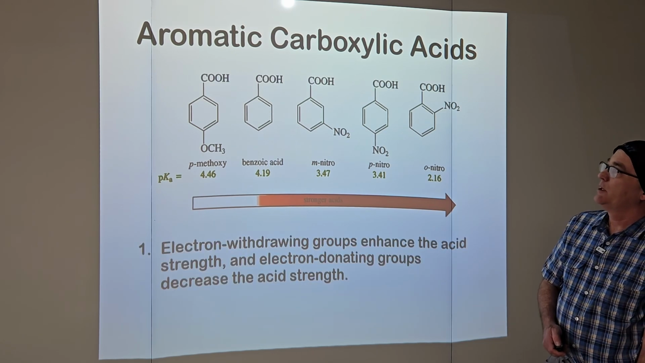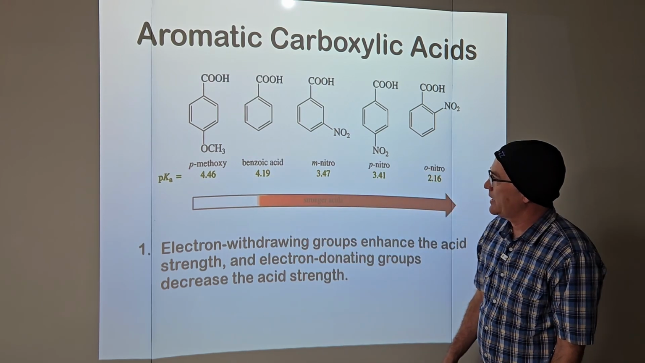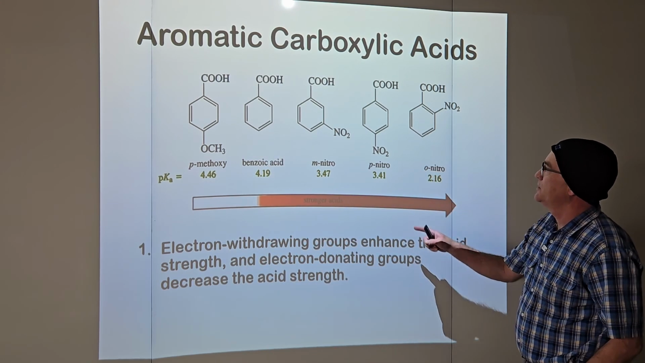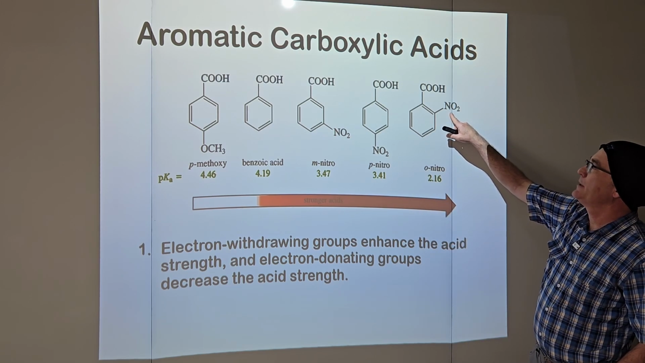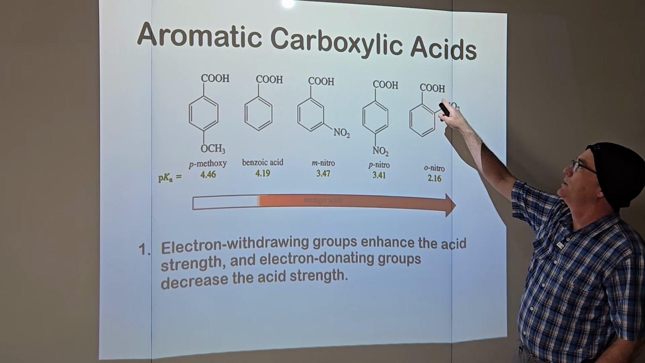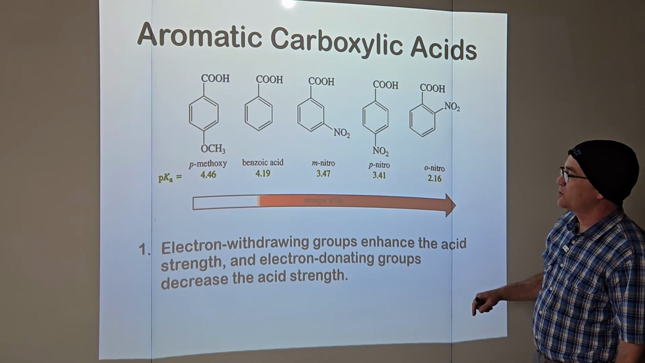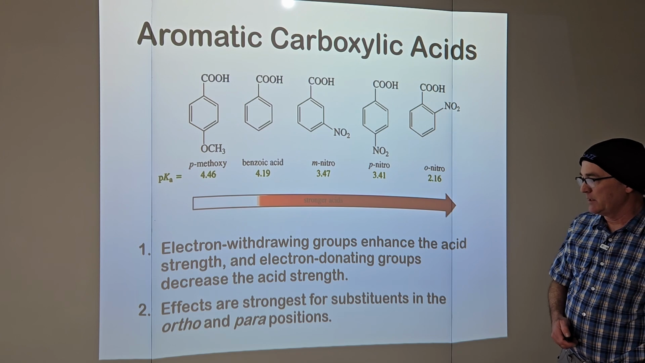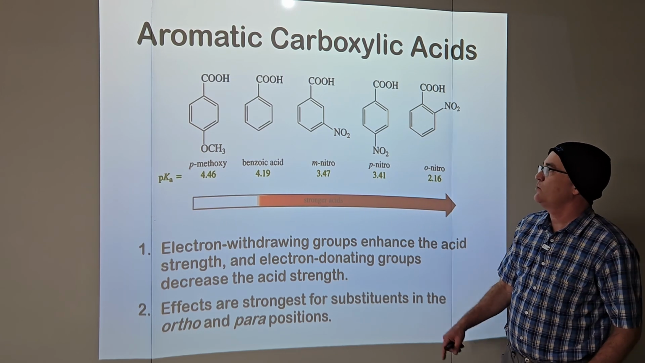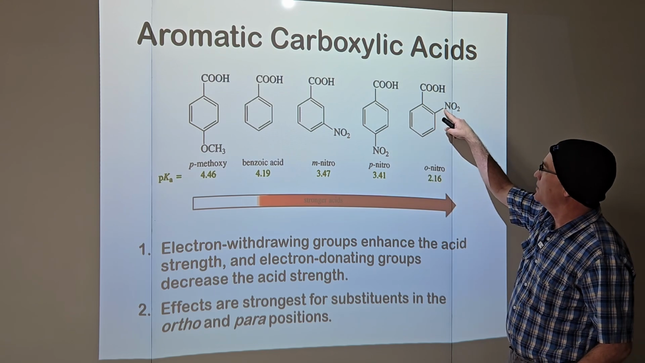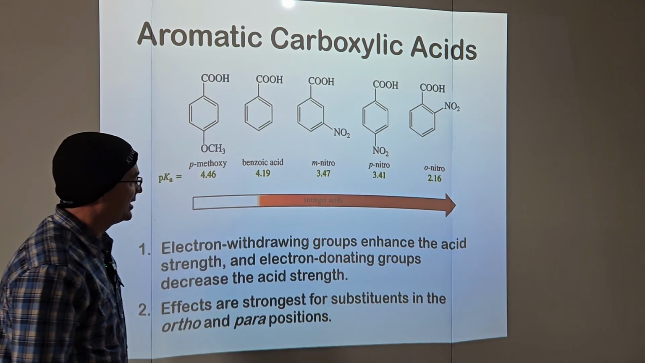Here are some aromatic carboxylic acids. You'll recognize this as benzoic acid. As we put different groups on here, notice this is an electron withdrawing group. When this is deprotonated, it helps stabilize the negative charge on the conjugate base. It says the effects are strongest for substituents in the ortho and para position. Looks like para. We can compare all three of these positions with the nitro group.